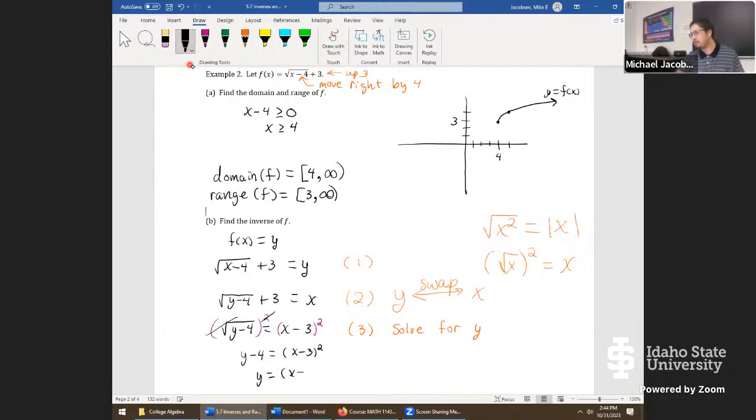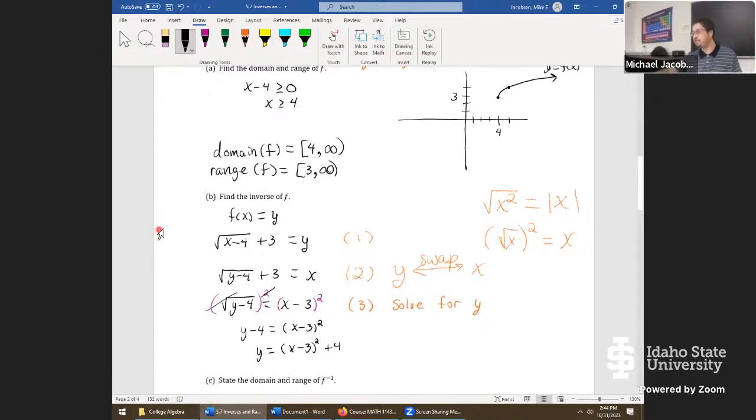Y equals x minus 3 squared plus 4. And here's the last finishing touch. Oh, let me make a quick record here.